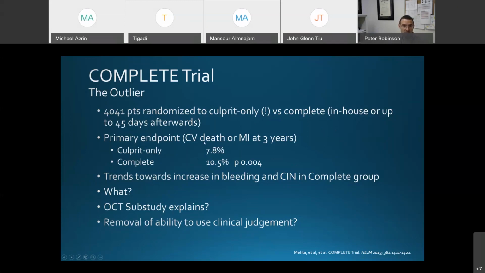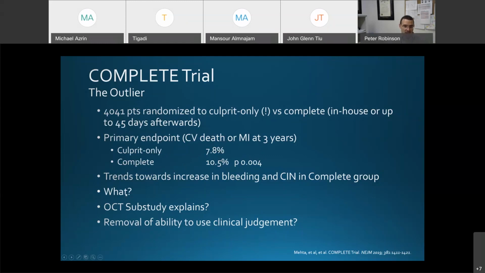The primary endpoint, which is cardiovascular death or MI at 3 years, culprit only. These are reversed. Yep, sorry, I threw this in yesterday. Culprit only had a higher incidence of the primary endpoint versus complete. I think that shows my bias here by me flipping those. So I flip-flopped these numbers, I apologize. The primary endpoint was more beneficial in the complete revascularization. I want to be clear about that, I apologize. There was a trend toward increased bleeding and contrast-induced nephropathy in the complete group.